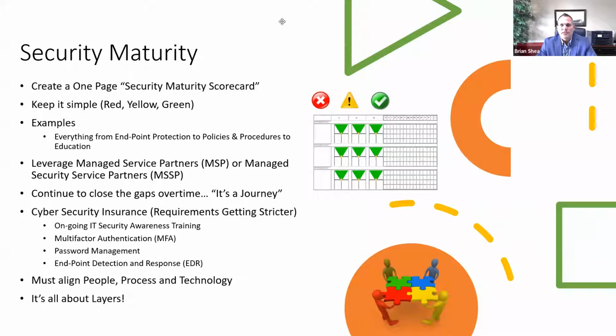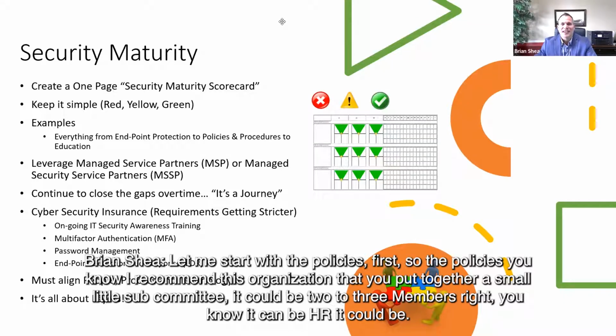So let me start with the policies first. So the policies, I recommend as an organization that you put together a small little subcommittee.